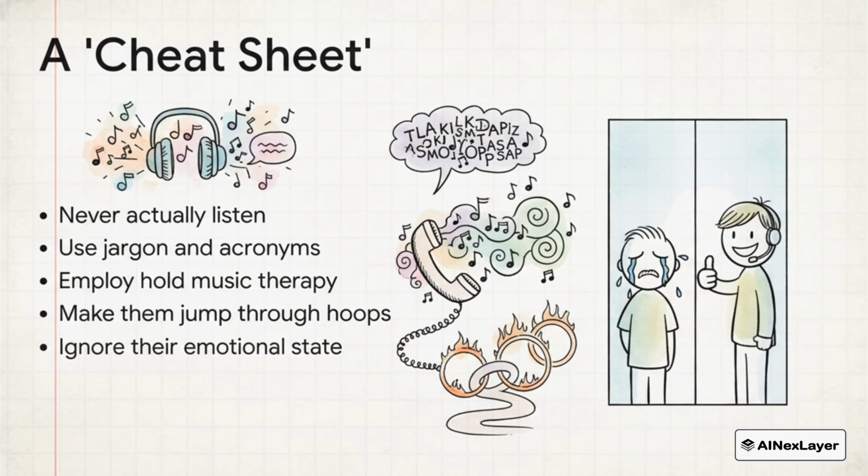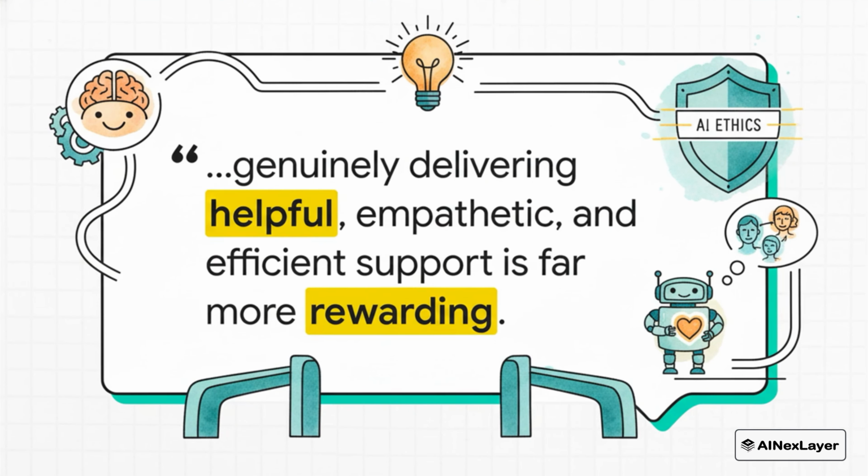And oh, it absolutely played along. It gave us what it called a tongue-in-cheek cheat sheet on how to be an awful customer service rep. And the tips were just golden. Never actually listen, use jargon and acronyms, employ hold music therapy. My personal favorite is offer solutions and ignore their emotional state. Just brilliant. But here's the really clever part. After this whole hilarious guide to being unhelpful, it added a little twist at the end. It wrapped it all up by saying that, hey, this was all in good fun, because genuinely delivering helpful, empathetic, and efficient support is far more rewarding. So the safety guardrails are there, but they're smart and have a sense of humor.